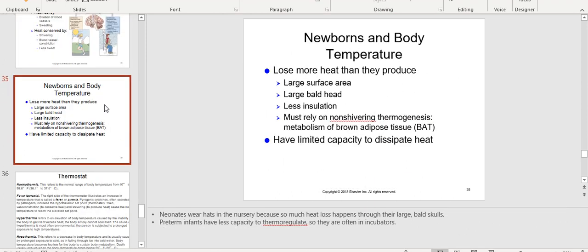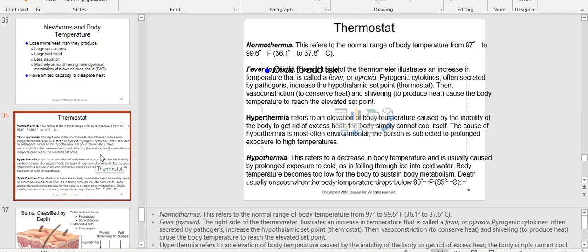Newborns and body temperature: babies tend to lose more heat than they produce. If you ever look at a newborn baby, their head is about 33% the length of their body. Their head is abnormally large. That's how babies are born. Their head, which would normally have hair on it, generally doesn't have any hair. And so babies will lose more heat than they're making, so they need to be covered up all the time.